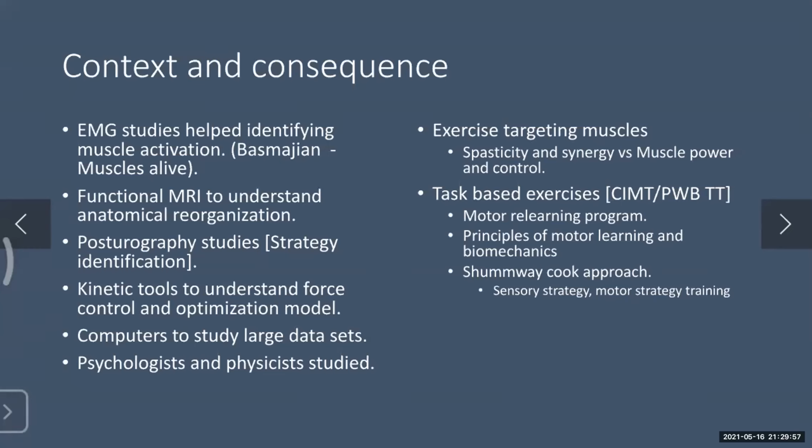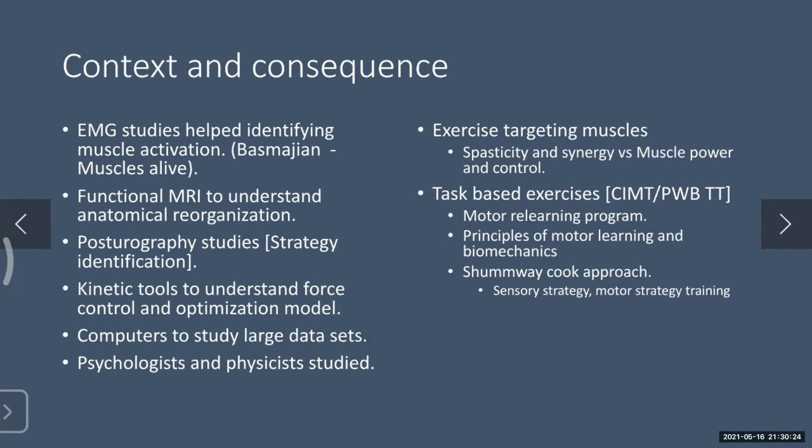Task-based exercises started coming. For example, the motor relearning program said that your brain is going to relearn the program for executing the movement, right? So the motor relearning program came. CIMT, partial weight bearing treadmill training, which is one of the basic approaches that utilizes the concept of CPG in order to activate the CPG and get back gait in people, right? And principles of motor learning and biomechanics.